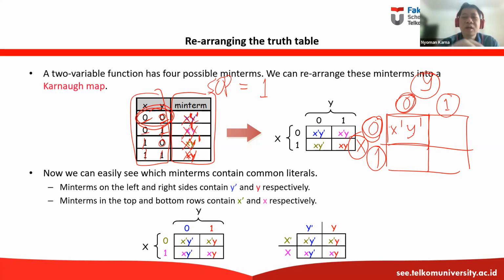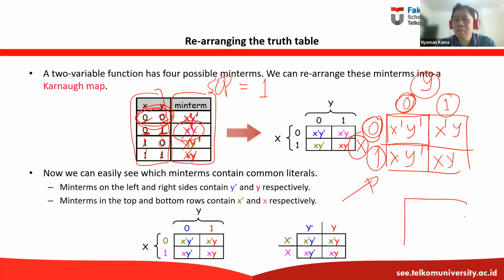And then when X is 0 and Y is 1, then the min term or the output will become X naught, Y. Then 1, 0 is X, Y naught. And then when both X and Y are 1, then the output is XY. Okay, and this is what we call K-map, Karnaugh map.